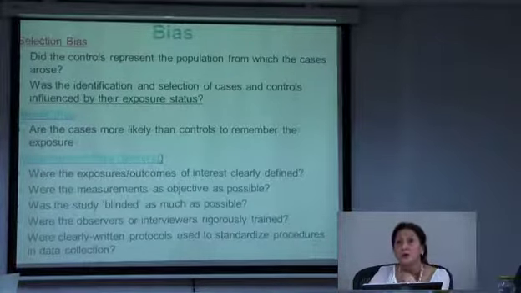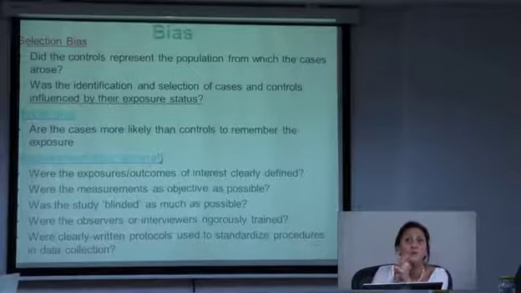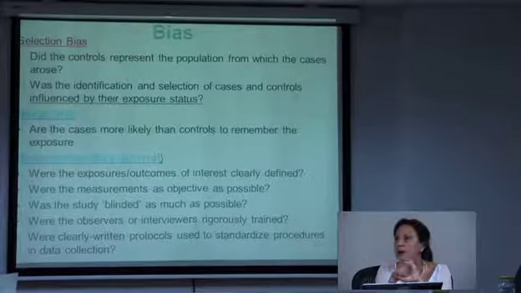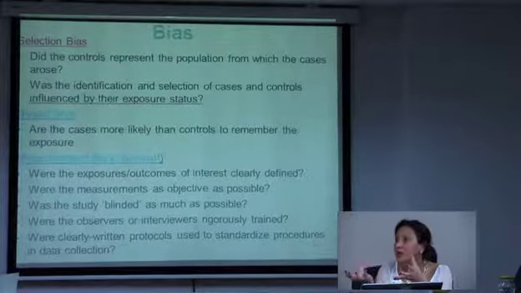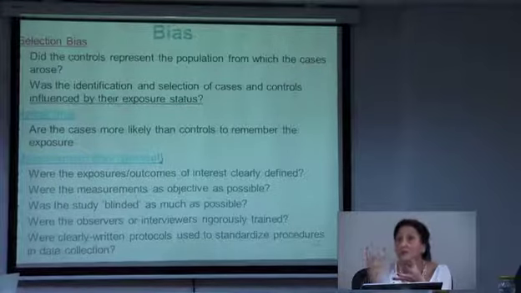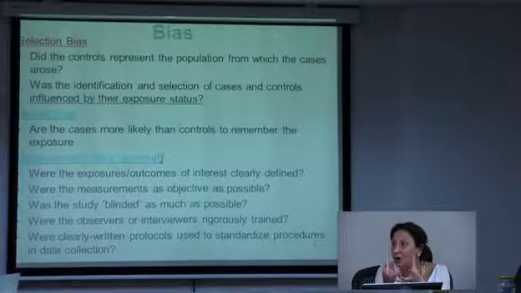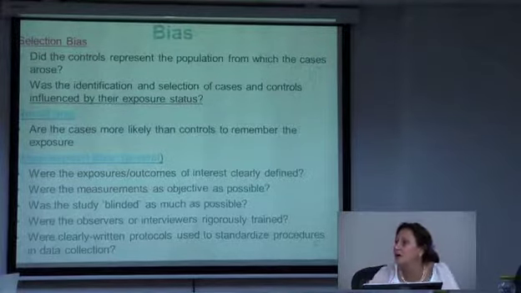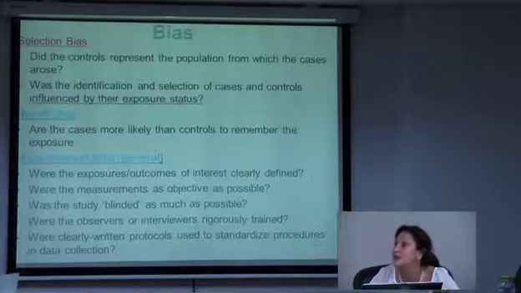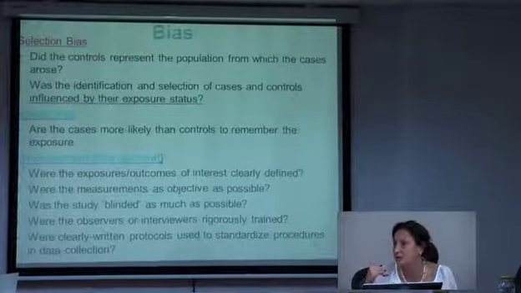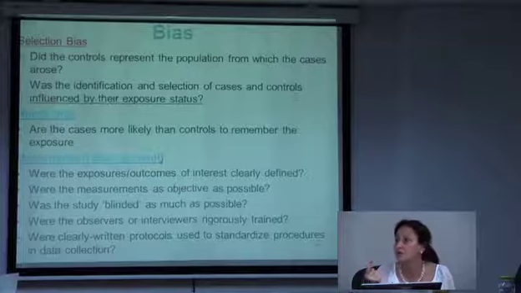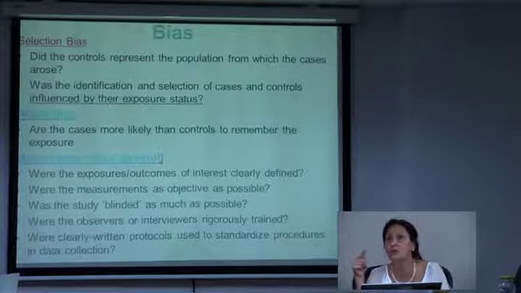Selection bias is, for example: did the controls represent the population from which the cases arose? As I said, if you're picking your controls only from the diseased, it's not a proper group of controls, so it's not actually representing where the cases are coming from. This is a selection bias. If I have an underestimate of my OR, I have a bias, because of the way I selected my controls. So it's a bias in selection of the control.